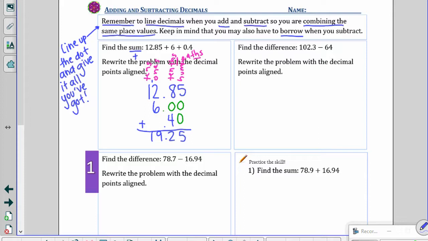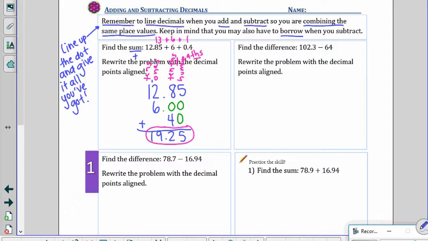Now I'm going to go back and make sure that makes sense. This 12 and 85/100 is close to 13. 6 is close to 6. And 4/10 we could round up to 1. So 13 plus 6 is 19, plus 1 is 20. Our estimate is close to our final answer of 19 and 25/100. All right, let's move on to our next problem.